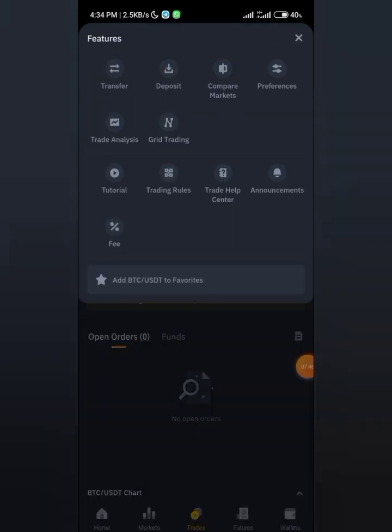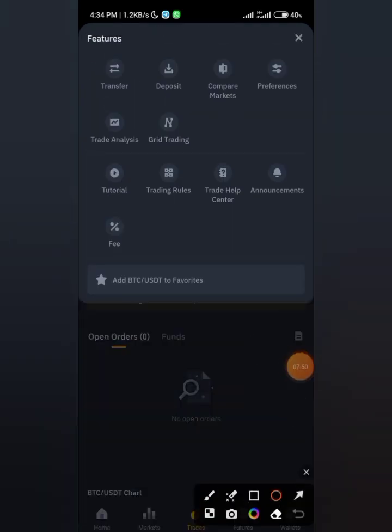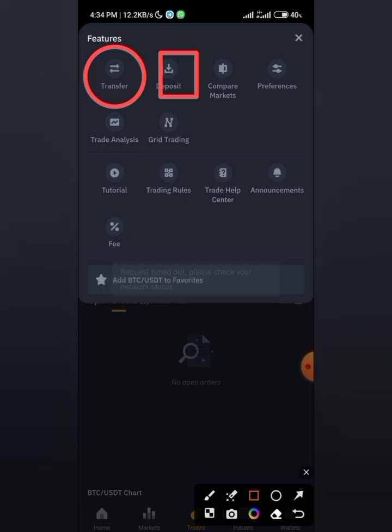Once you go to these 3 dots, you are going to see other options where you decide if you want to transfer, and if you want to deposit. Maybe you don't have money, you want to deposit to your fund account so that you can start trading, and then you can compare the market, how the market is going, and other trading analysis.